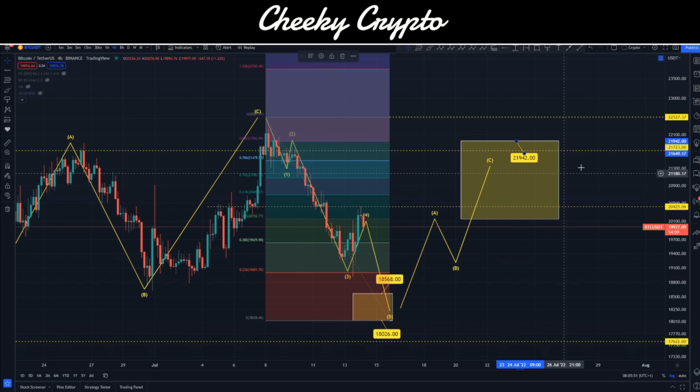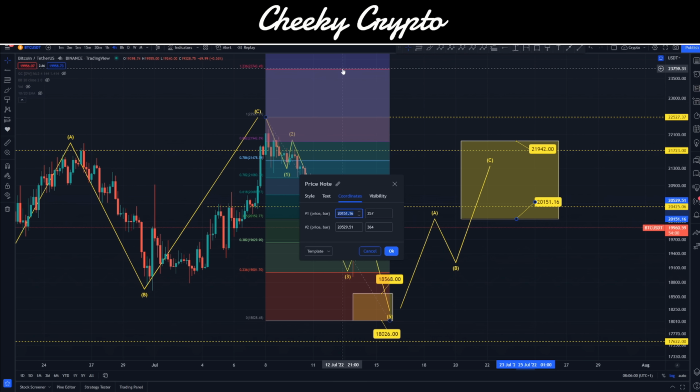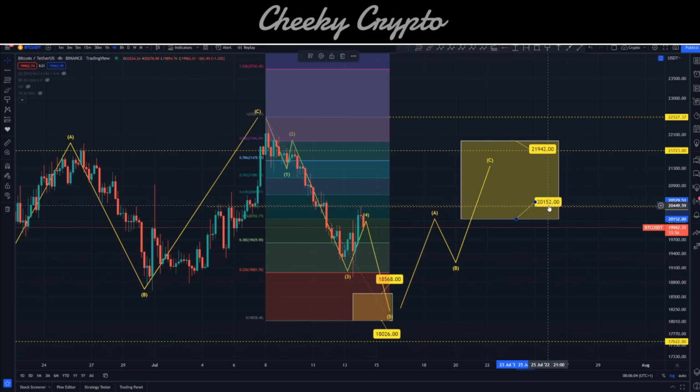So essentially this comes in, and if I just put this in here, it's $21,942 on the upper side. So that'd be your best case scenario. And then on the lower side, we would have this down here at, just draw that, $20,152. Okay, so we end up with these two levels, basically just for our bounce. Okay, so the higher side.